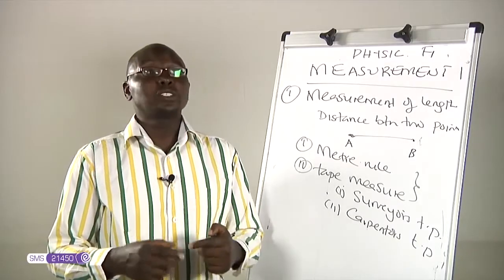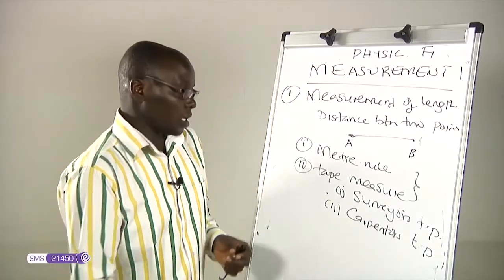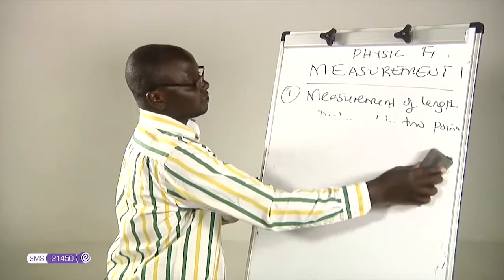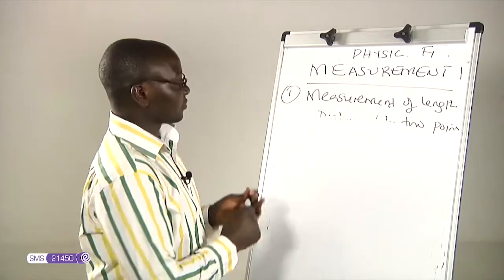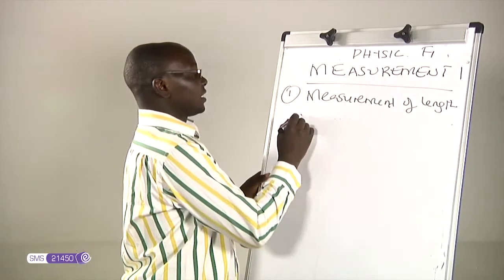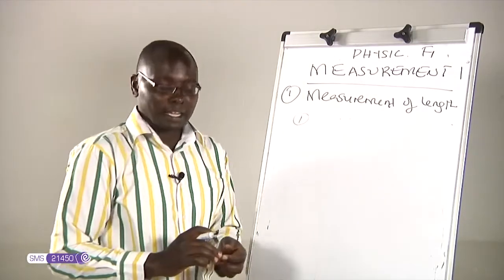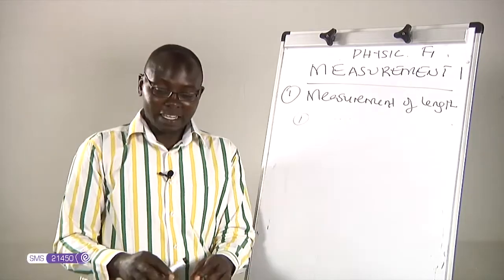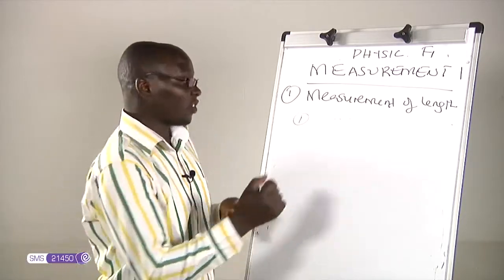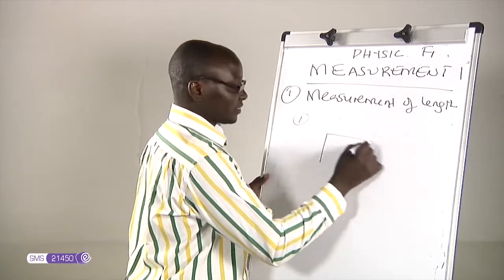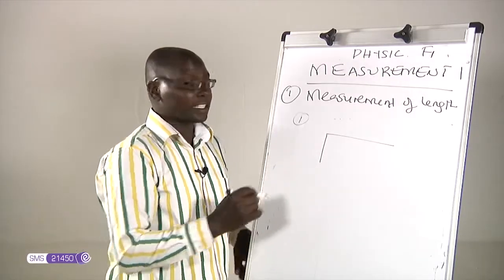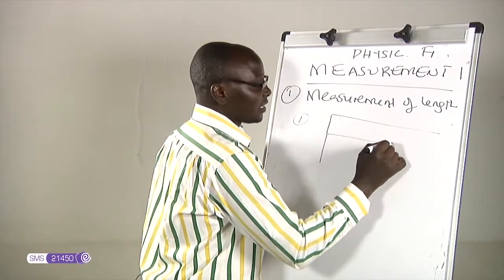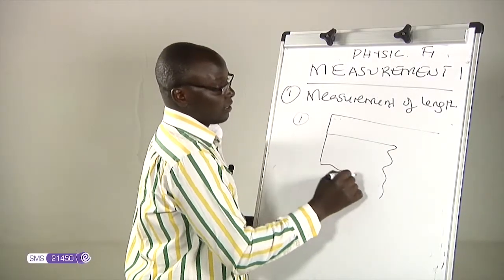So how do we normally use the meter rule? The first thing that you do is place the meter rule in contact with the object we are measuring. I'm sorry I didn't come with one. So this is the desk, and I have to put my meter rule here. That's the block of wood I'm measuring.